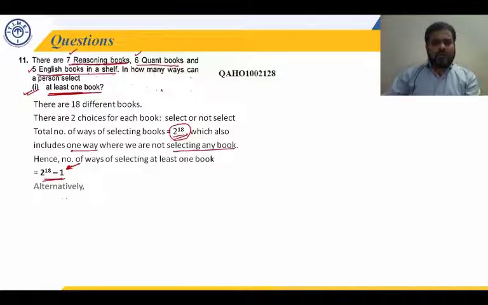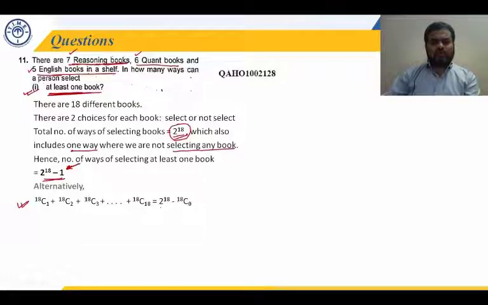Now you can also do it alternately like this. Since there were 18 different books and we have to select at least one book, we can select either one book or 2 books or 3 books and so on till all 18 books. So 18C1 plus 18C2 plus 18C3 and so on, add till 18C18. And we already know the formula for NC0 plus NC1 plus NC2 till NCN, that is 2 to the power n.